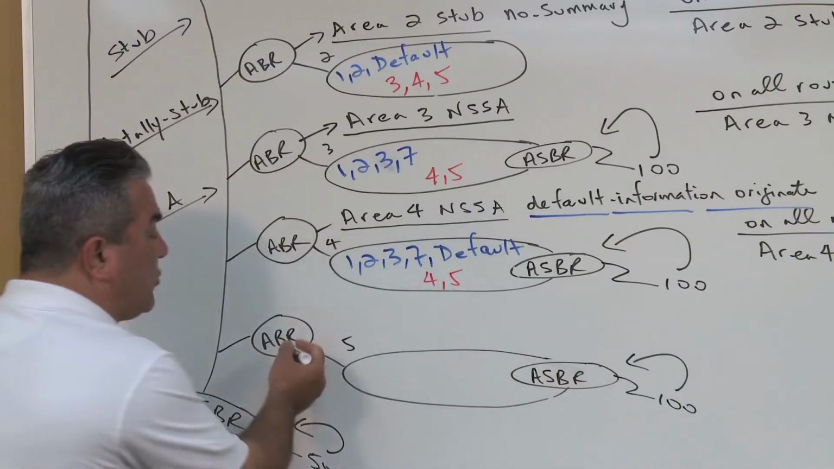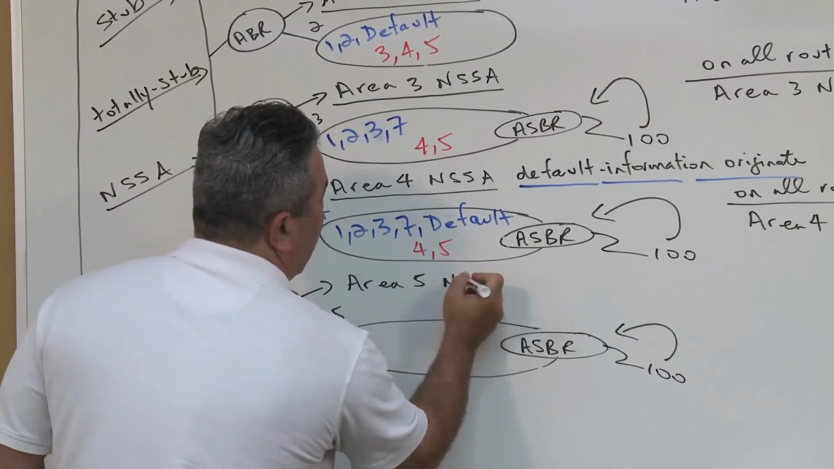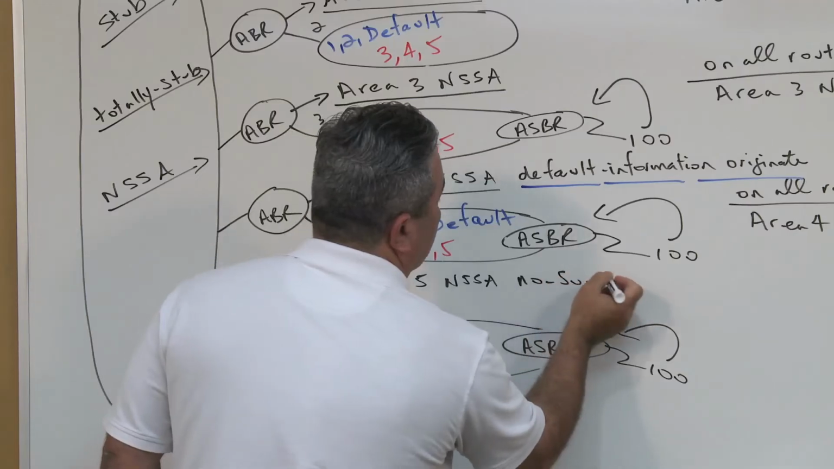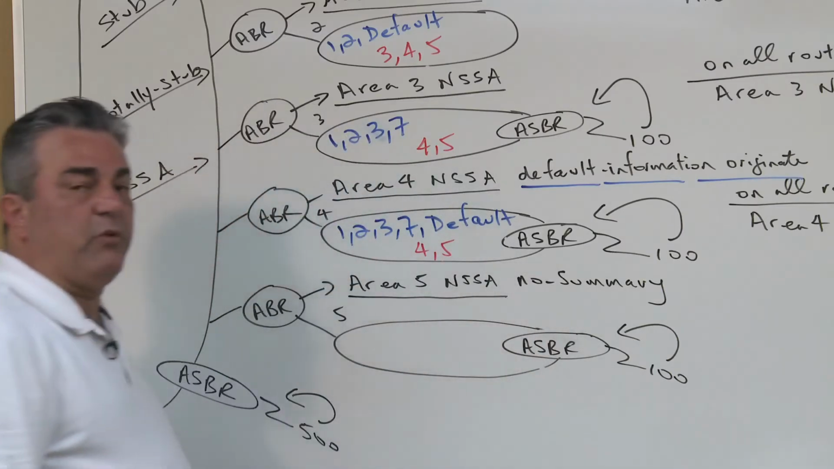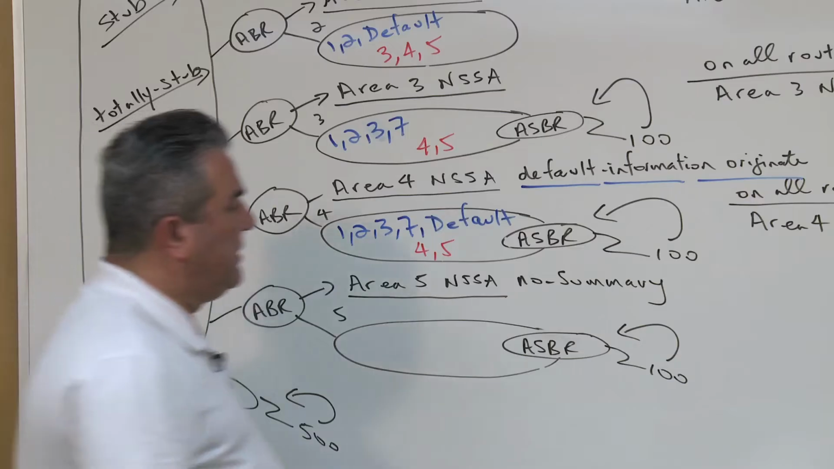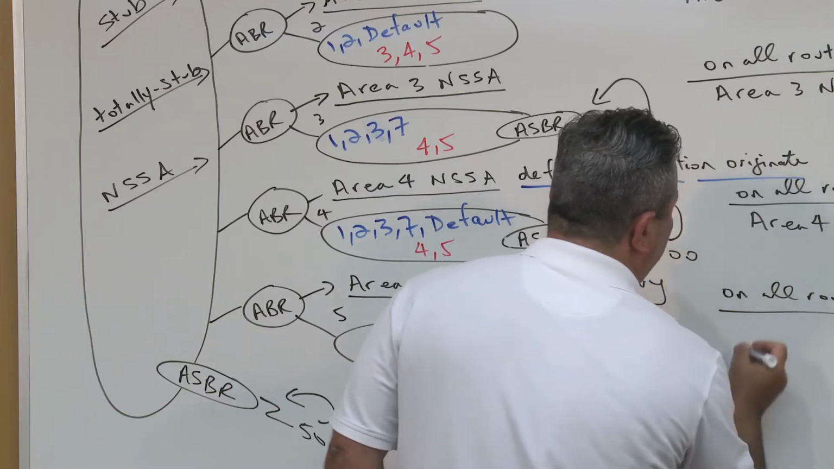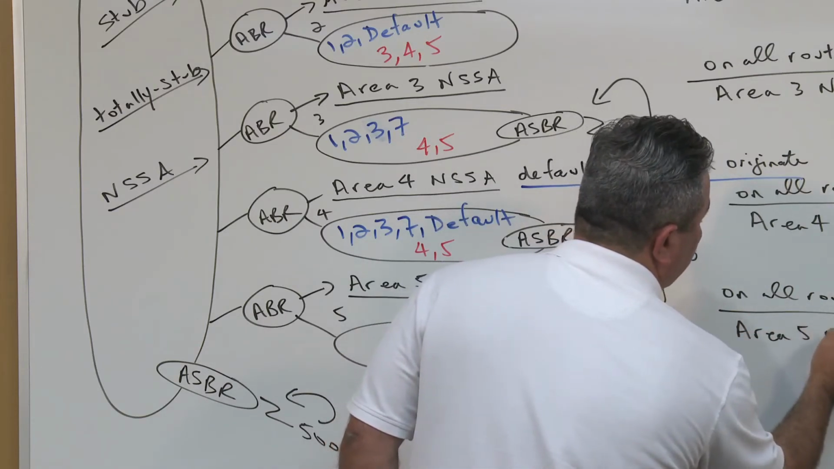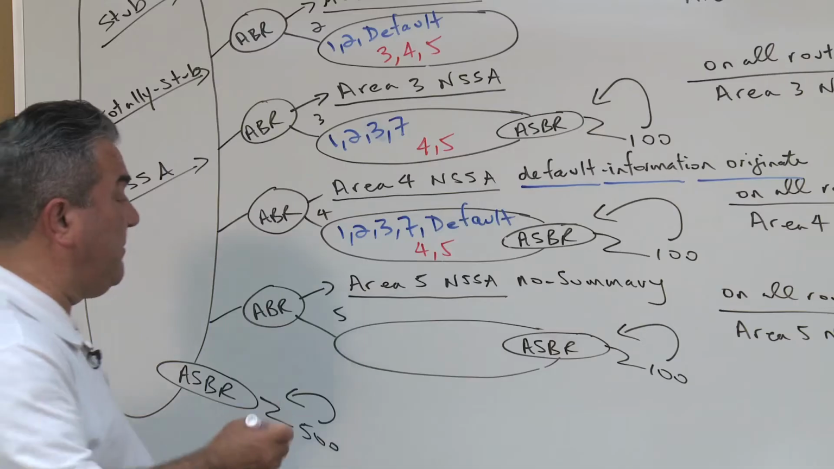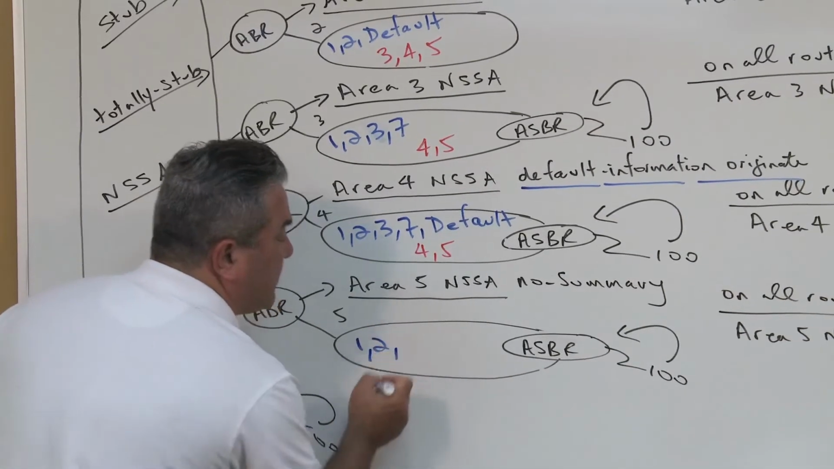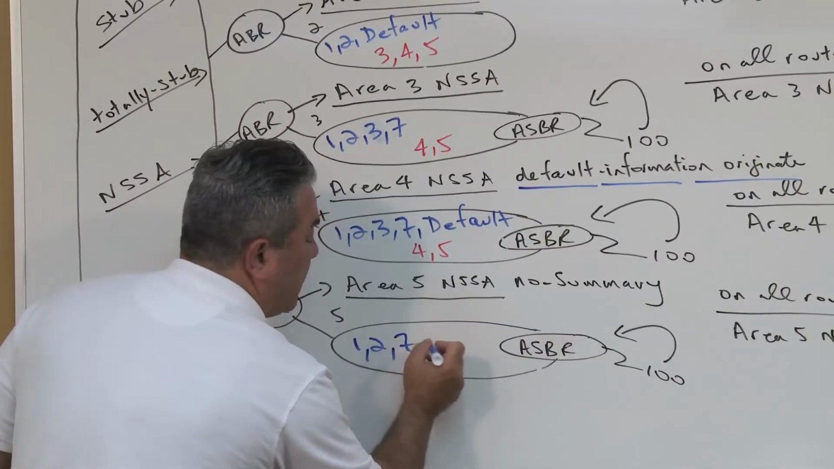So now what we're going to do is go to the ABR, and we're going to say Area 5 NSSA no summary. Now, this portion of the command needs to be repeated on all routers within Area 5. So I'm going to go on all routers within Area 5, and I'm going to say Area 5 NSSA. Now, what LSAs are we propagating over here? We're going to have LSAs 1s and 2s. We're blocking 3s, so we cannot have 3s, but we can have 7s plus a default route.